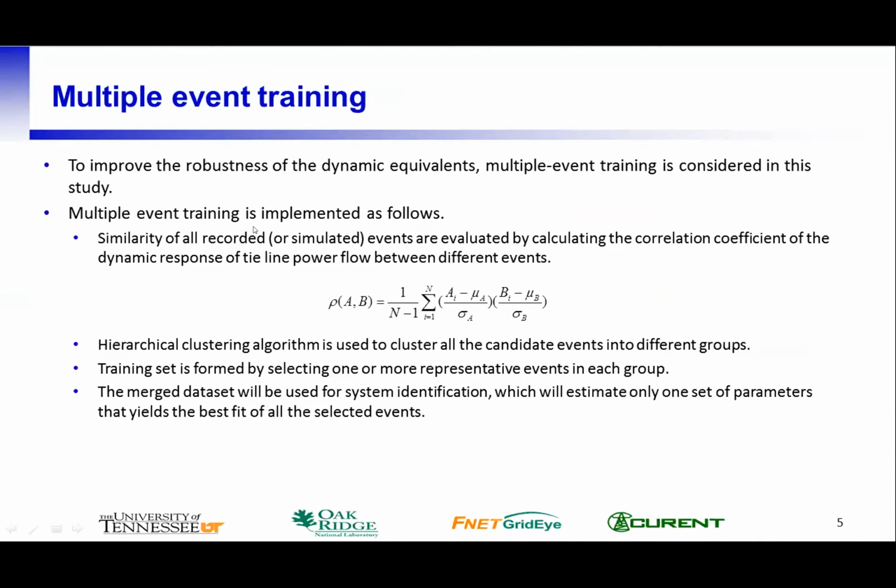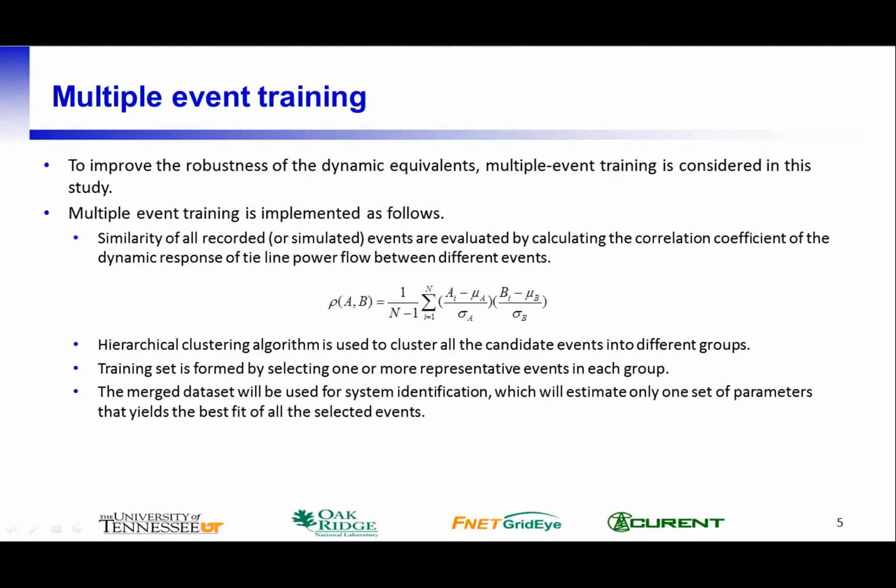So instead of choosing a training event arbitrarily, we first calculate the similarity of all the recorded events or all the simulated events by calculating the correlation coefficient of the dynamic response of tie line flow between different events. The correlation coefficient is calculated as follows. A and B represent the dynamic response of the tie line flow in time domain for different case scenarios.